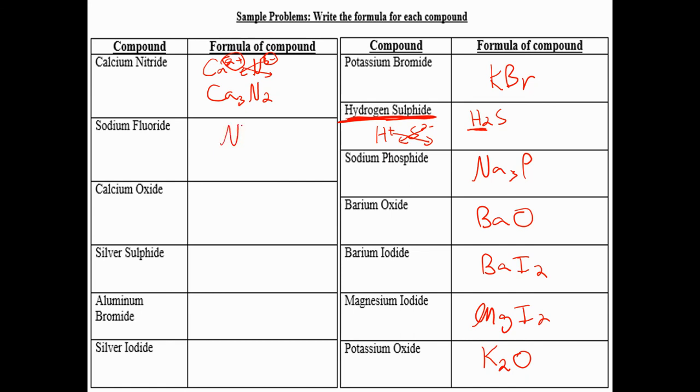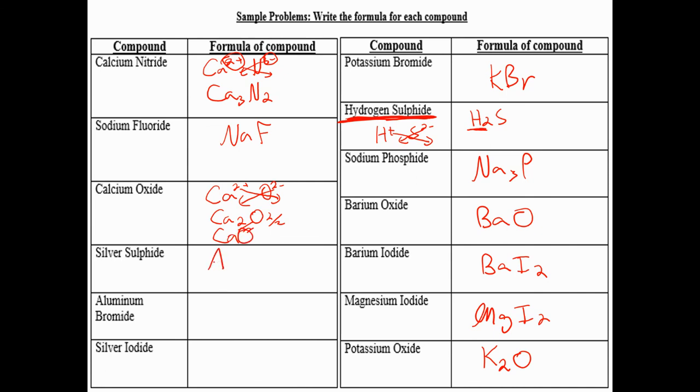Sodium fluoride, NaF, calcium oxide. So again, you have 2 plus, O2 minus. If you do charge balancing, you can see they're already balanced, so you just need 1 and 1. But here I'm just going to do the crisscross to show you you'd have to reduce, divide by 2, divide by 2, and our final answer is CaO.